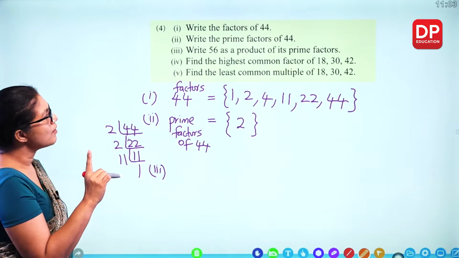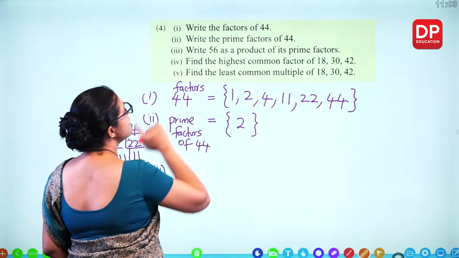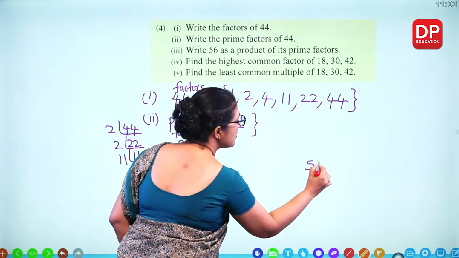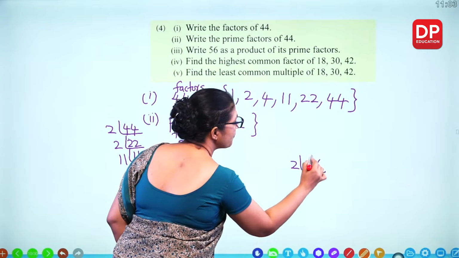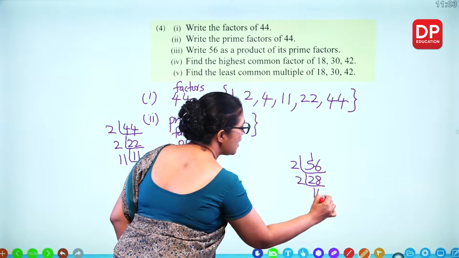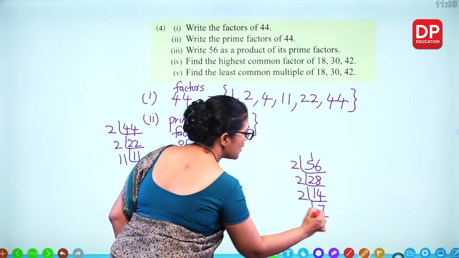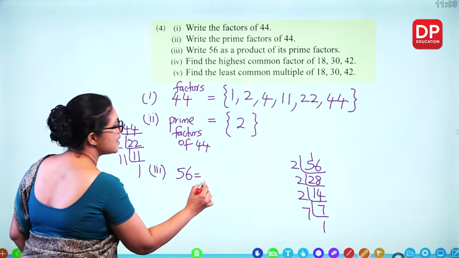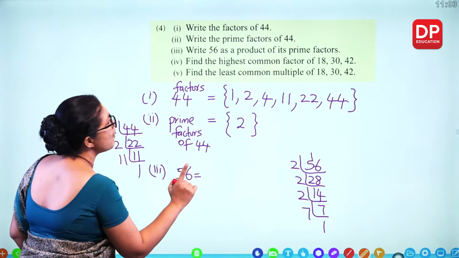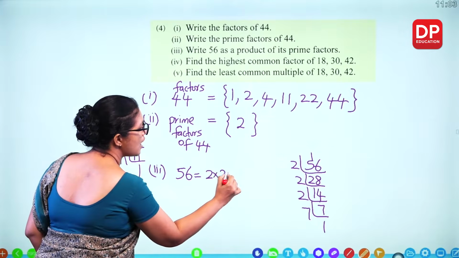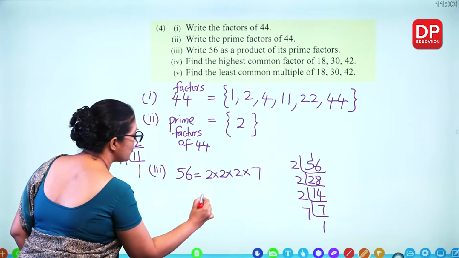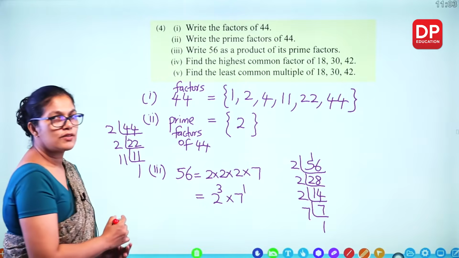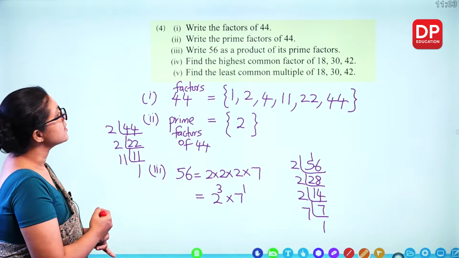Find the highest common factor of the third one. Write 56 as a product of its prime factors. 56. Divide and see. Divide by 2, 28. Divide by 2 again, 14. Divide by 2, 7. And divide by 7, you get 1. So you can write 56 as a product of prime factors: 2 times 2 times 2 times 7, or you can write 2 to the power 3 into 7 to the power 1. So product of its prime factors.